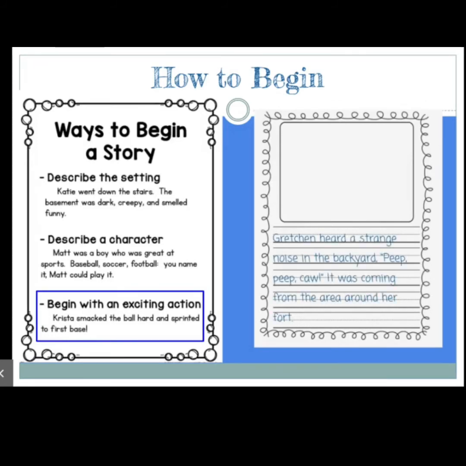Gretchen heard a strange noise in the backyard. Peep, peep, caw! It was coming from the area around her fort. Okay, so now that's a pretty good grabber, isn't it? Because now the reader wants to know, wow, what's that noise? What was making that noise? And the reader wants to know what's going to happen next. So I kind of like that one. I might use that one. I'm not sure yet, though. So many choices on how to begin my story.